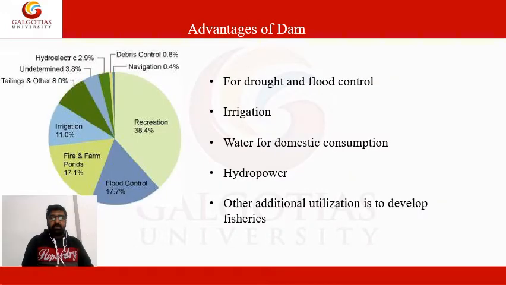Dams are multi-purpose. Apart from controlling flood by storing unwanted or excessive water as a reservoir, dams are also used for irrigation purposes, for domestic consumption, hydropower. Another utilization is to develop fisheries and recreation activities, which can also include boating and swimming. In this pie chart, the contributions from different areas are shown. We can find that recreation got the maximum benefit. The second one is flood control, the third one is fire and fun ponds, and the fourth area which gets benefited from dams is irrigation.